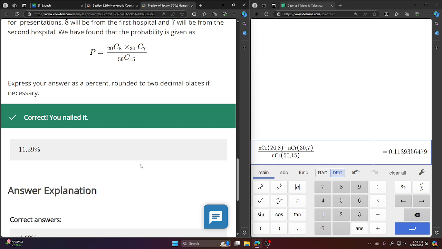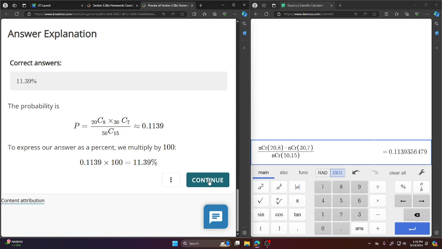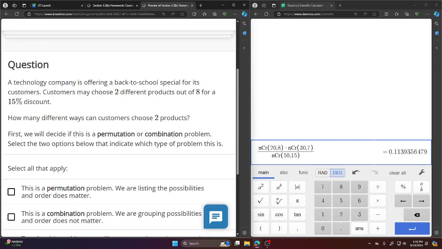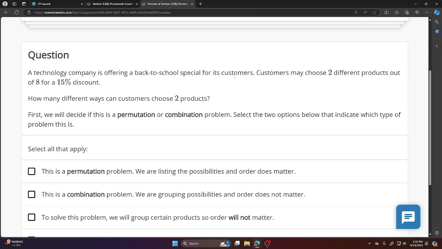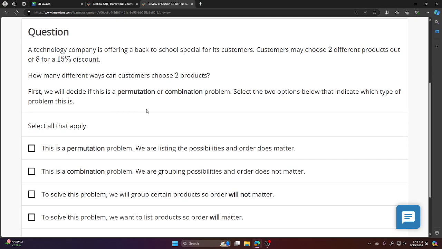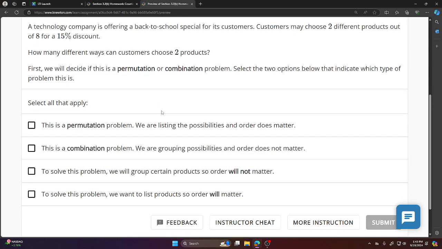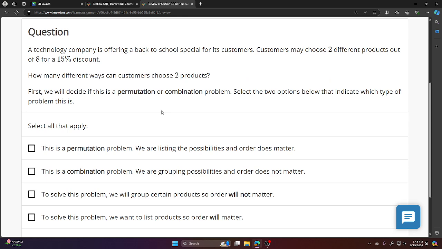Okay, I'm going to scroll. Here we go. Continue. So, technology companies offering back to school customer specials, 2 different products for this and that. So they're just wanting to know if it's combination or permutation, essentially. Okay, so let me reread it. Technology companies offering special on its customers. Customers may choose 2 different products out of 8 for a 15% discount. Is order important? No, you're just going to grab 2. You want your markers and you want your crayons. Boom, you're good, right? But if you chose crayons and then markers, it wouldn't matter. That doesn't make sense. So order's not important.